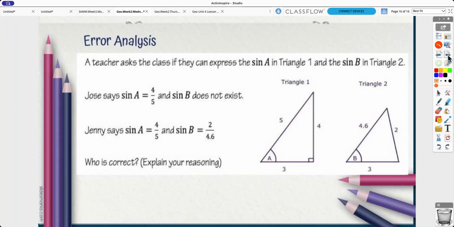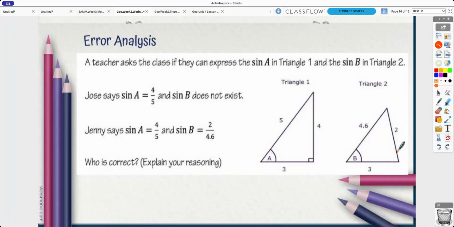Now, lastly, let's take a look at this error analysis. A teacher asked the class if they can express sine A in triangle 1 and sine B in triangle 2. In triangle 1, Joey says sine A is 4 over 5 and sine B does not exist. However, Jenny says, I agree with you, sine A is 4 over 5, but in the second triangle, sine B is 2 over 4.6. So who is correct?